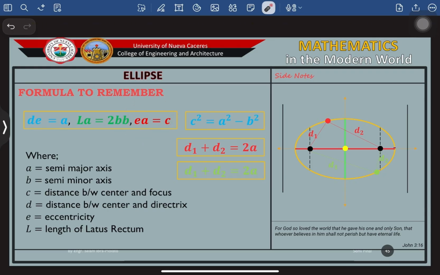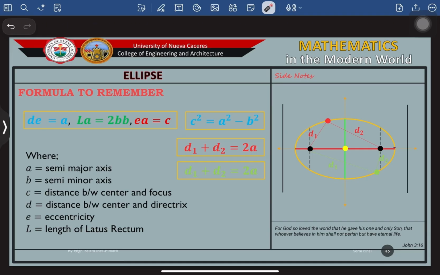Then the relationship between the axis and the foci is given by C squared is equal to A squared minus B squared. Then the summation of the two distances is also equal to 2A, or the length of the major axis. Again, since the summation of distances is constant, it is also equal to 2A.